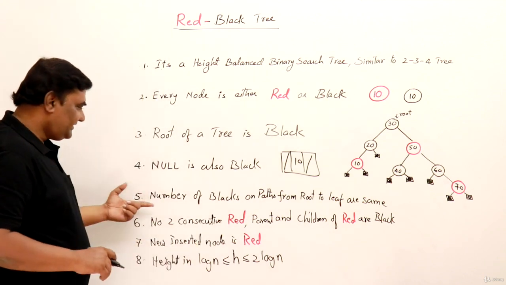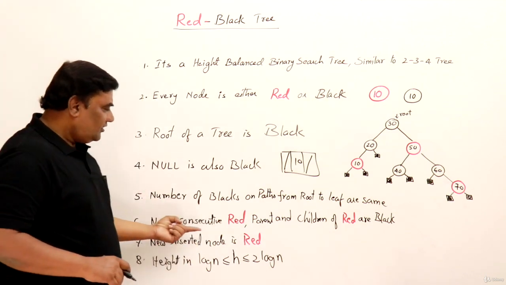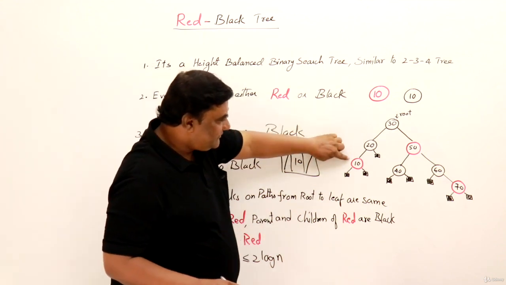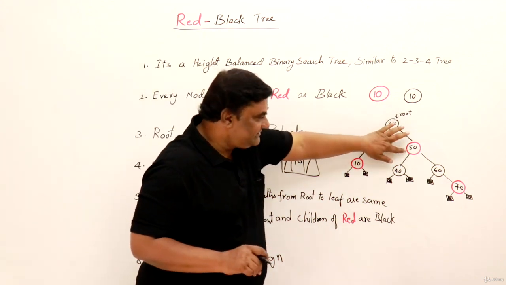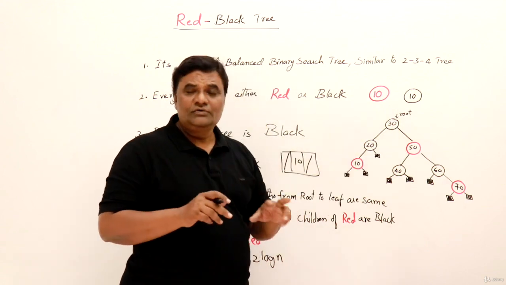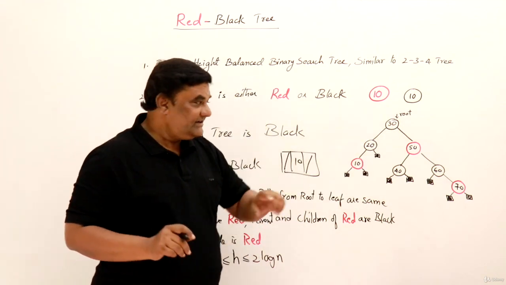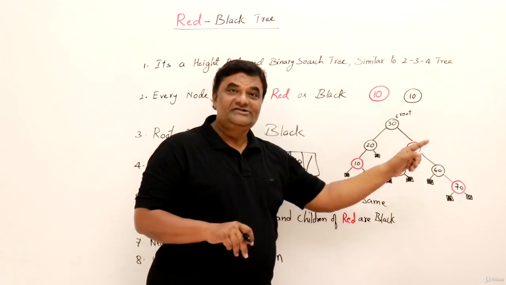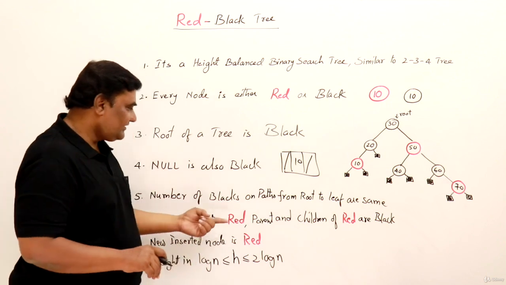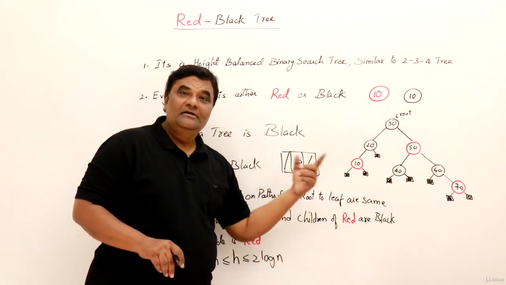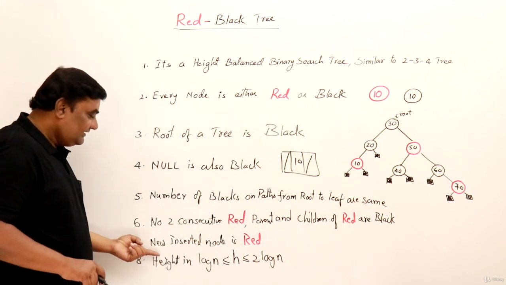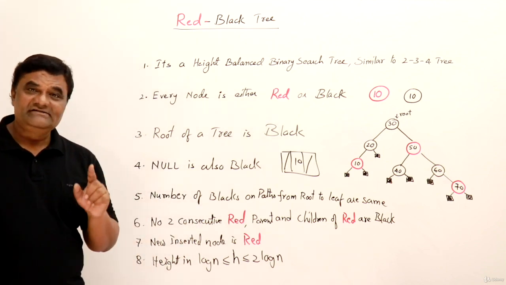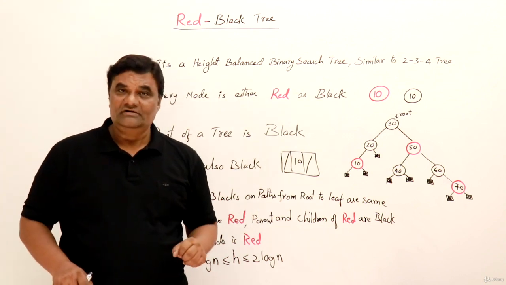That's another property. Then no two consecutive red nodes should be there. Like this is red and this is also red, it should not be there. Like this is red, then this should not be red. So no two consecutive reds. It means if there is any red node, then its parent will be black and the child will also be black, definitely. So for any node, parent and child of red are black. Then next, newly inserted node. When you are inserting a new node, always it is inserted as a red node.